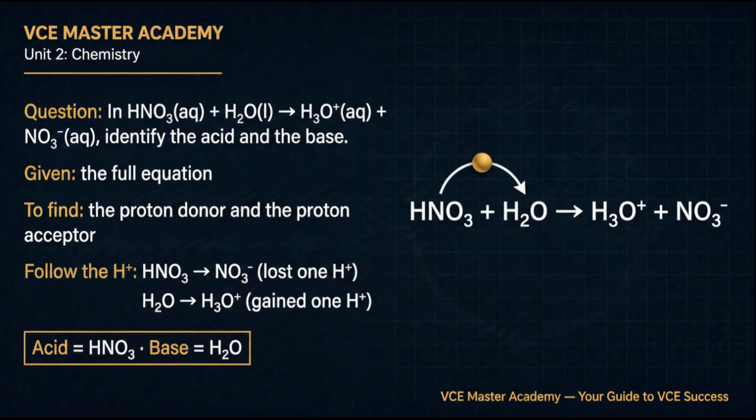Follow the ball. Look at HNO3. It ends up as NO3-. 1 hydrogen gone, charge down 1. It donated. Now water. It ends up as hydronium, 1 hydrogen richer, charge up 1. It accepted. So the acid is HNO3 and the base is water. Box it. Done. That's the rhythm for this whole topic. Don't memorize which substances are acids. Just follow the H+ across the arrow, every single time.